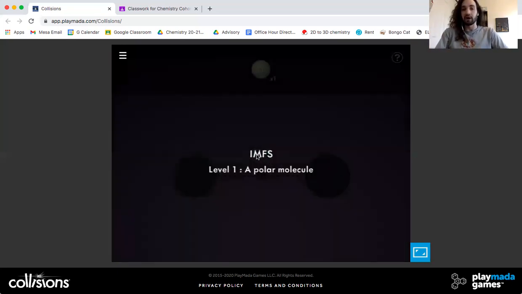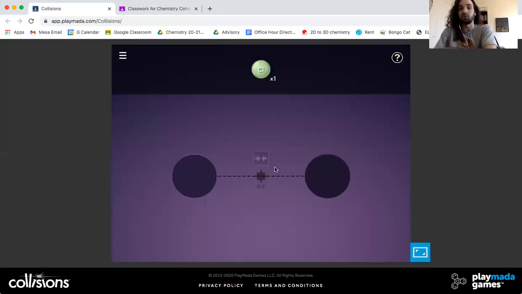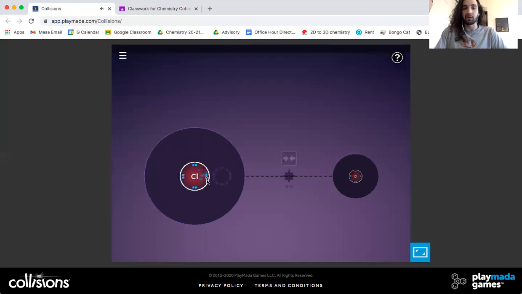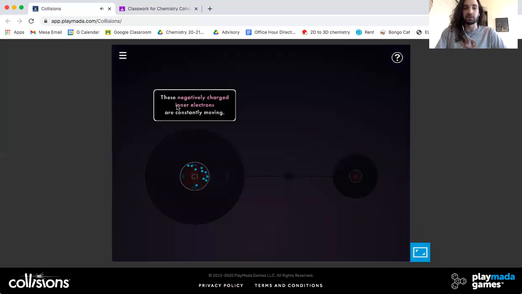So let's read this. IMFs, a polar molecule. Remember, a polar molecule is formed when we have two different kinds of atoms with different electronegativities. Remember that tug of war. So let's start with chlorine. I remember that chlorine's got a high electronegativity. Look at this. Let's see what this says.